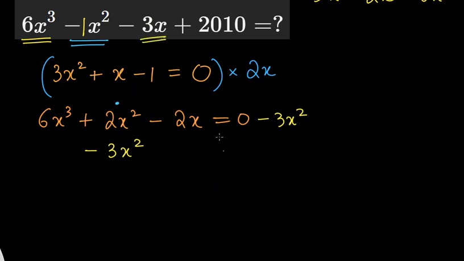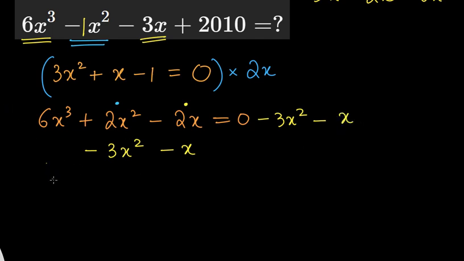And as you can see, the x term is minus 3x, but here we have minus 2x. So how do we convert minus 2x into minus 3x? Yes, we have to subtract an x from this, right? So minus 2 minus 1 is minus 3, but do the same thing on the right side as well, that is minus x.